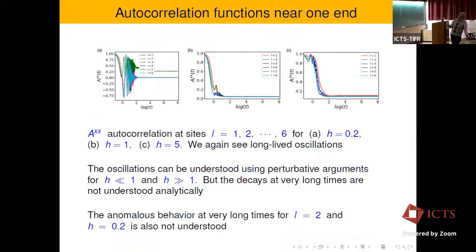This is the XX correlation. Again, you find these long-term oscillations. And also something funny happens at L equals 2, the second site from one end of the system. It actually never goes to 0. It goes to some non-zero value for a very long time.